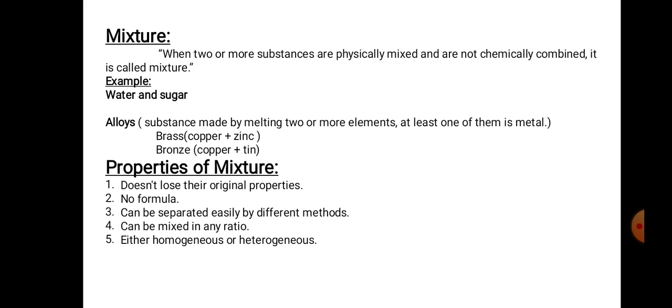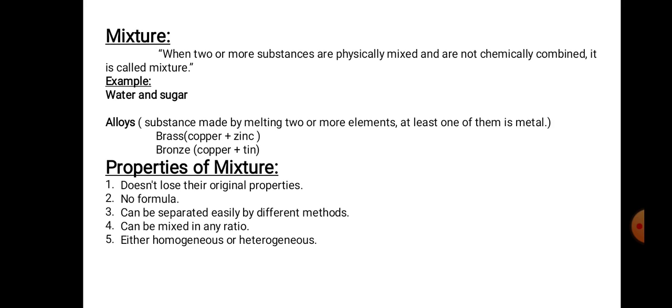Alloys. What are alloys? Substance made by melting two or more elements, at least one of them is metal. For example, brass, bronze, both of them are alloys. And brass is formed by the combination of copper and zinc, whereas bronze is formed by the combination of copper and tin.